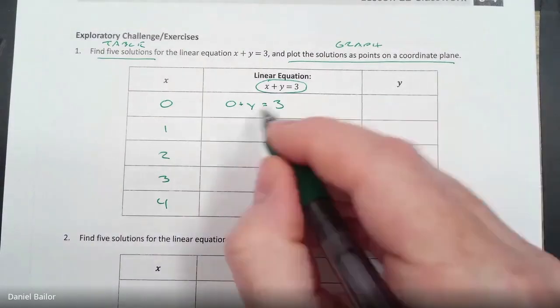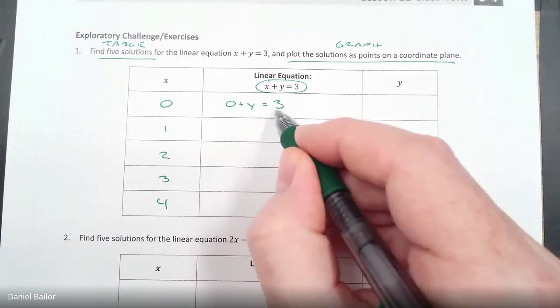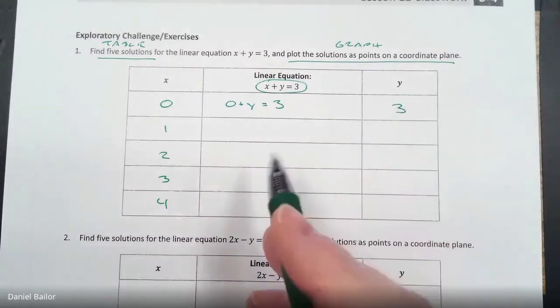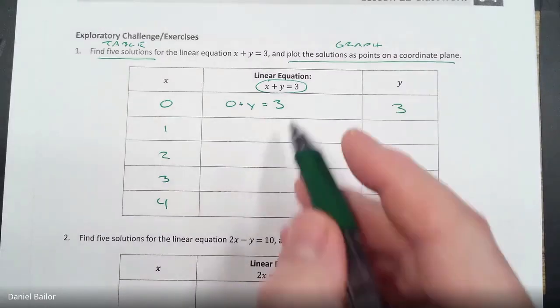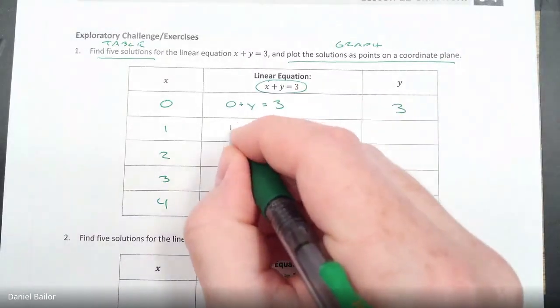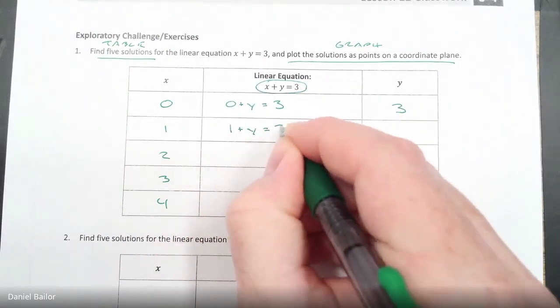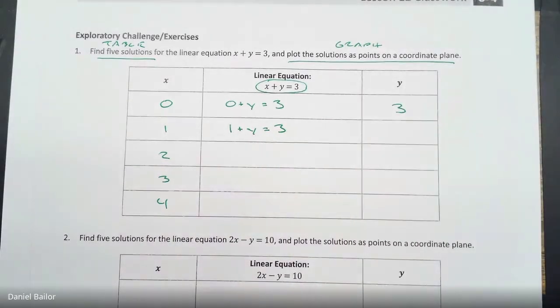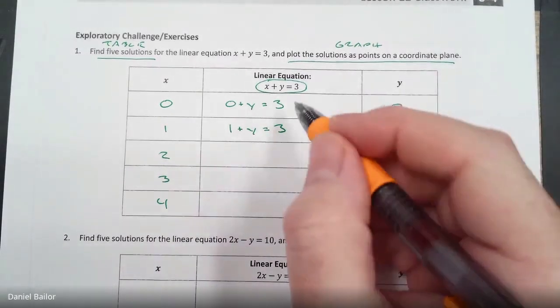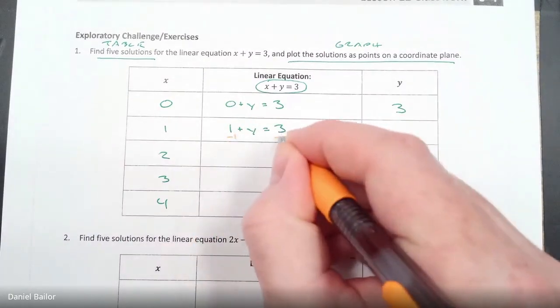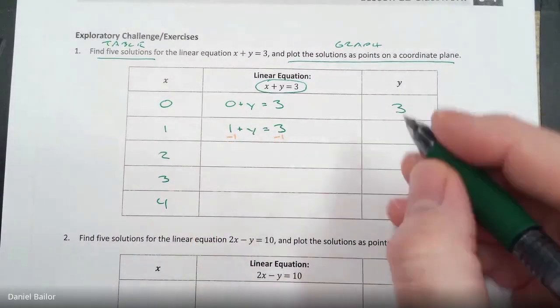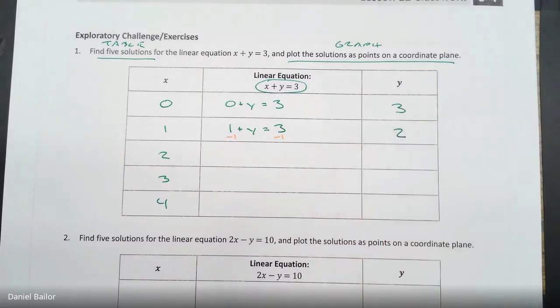So y, 0 plus blank equals 3. So y has to be 3. 0 plus 3 equals 3. But when x is 1, I get 1 plus y equals 3. Well, remember, to solve this, do the subtraction property of equality, do minus 1 on both sides. And you get y equals 2.